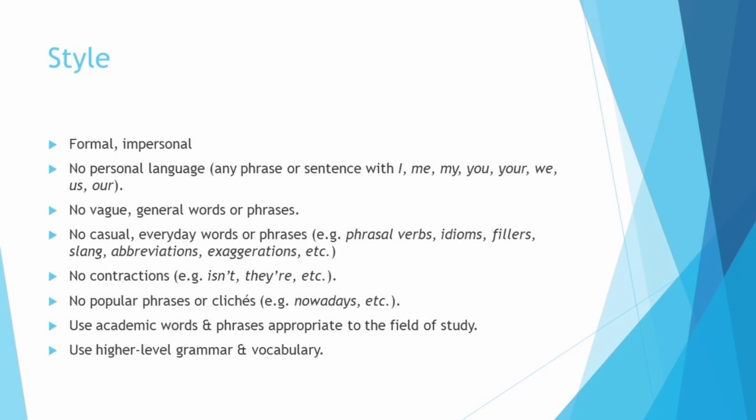They are used in spoken language in order to give yourself time to think ahead and make the sentence or think what you want to say next. These are fillers. Slang, abbreviations, exaggerations, etc. These are things that you want to avoid in formal academic style. You cannot use contractions. Contractions are short forms like isn't, they're. In academic writing, you need to write the complete form, is not, they are.